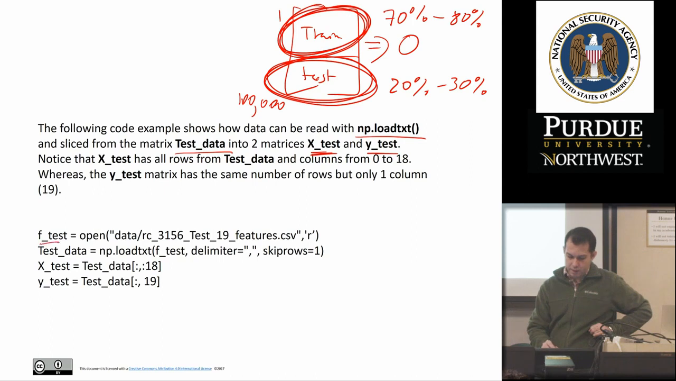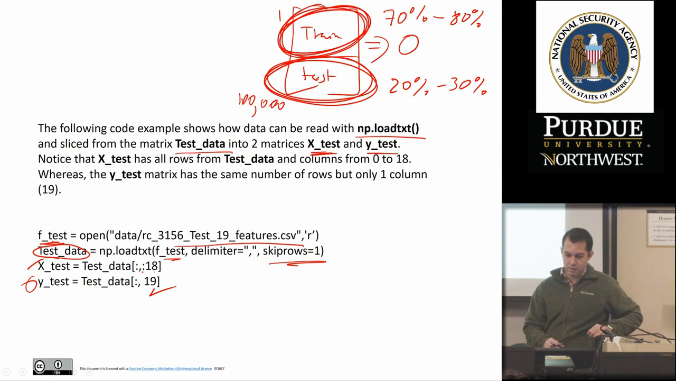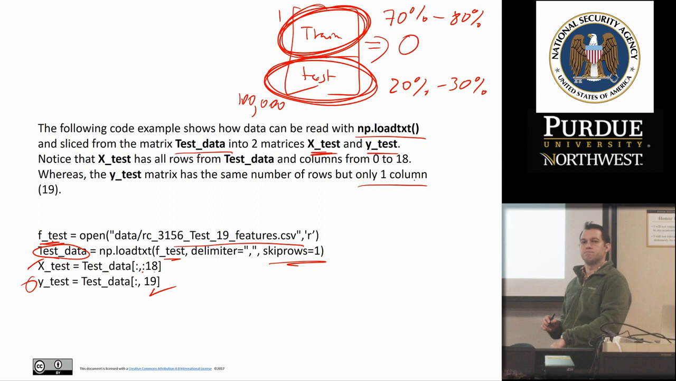So you can see the same thing. We create a file, we open it. This is our file in CSV format. Then we load it, ftest, which is that one, skip rows 1, and then once again in test data we take from 0 to 18, that's the x, and then just the column 19 is the y. All right. So notice that x-test has all rows from test data and columns 0 to 18, whereas the y-test matrix has the same number of rows but only one column.